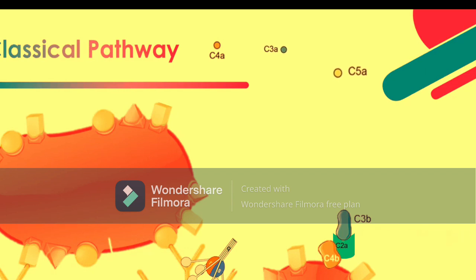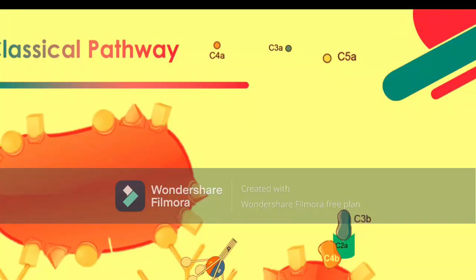C5b binds with C6, forming C5b6, and this then binds to C7 to form the C5b67 complex. C8 and C9 then sequentially bind to this complex. C9 forms a pore-forming molecule containing up to 14 C9 monomers. This results in the formation of the lytic pore.